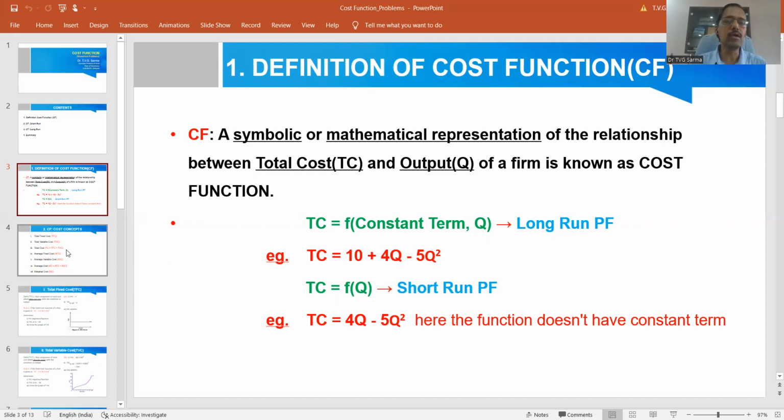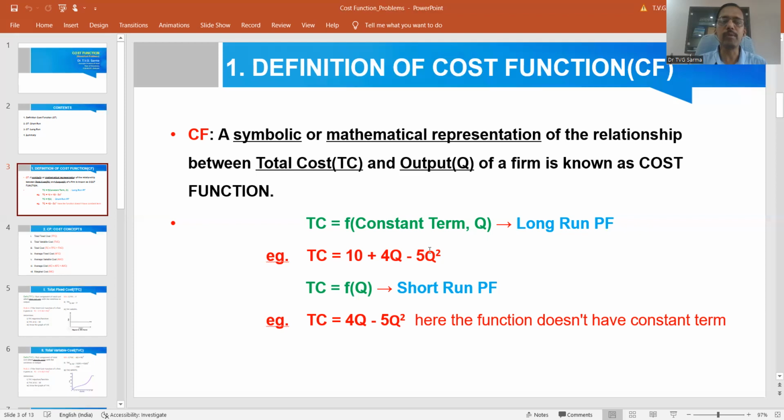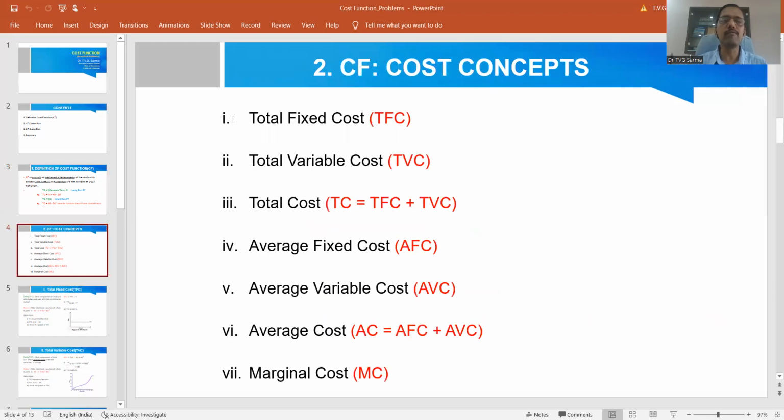Now let us see what are the various cost concepts which can be derived from a cost function. Given a cost equation of this particular type, like TC equal to 10 plus 4Q plus 5Q square, what are the various concepts which can be derived for further analysis? The total number of cost concepts which can be derived is 7. What are those cost concepts which can be derived from the cost function?